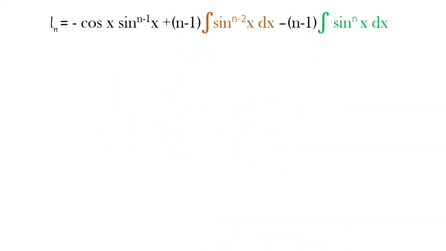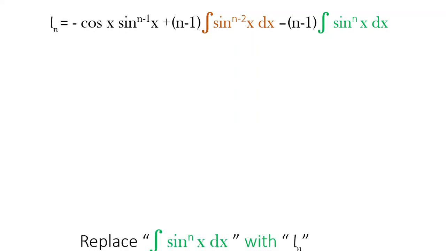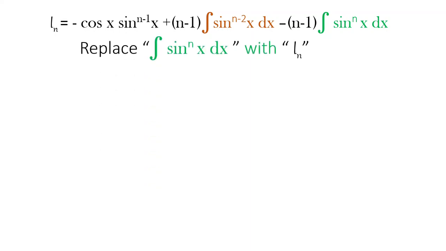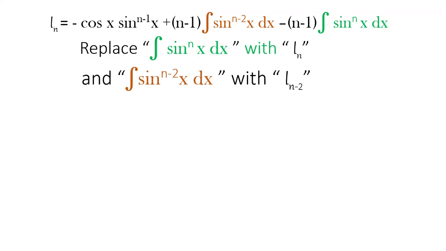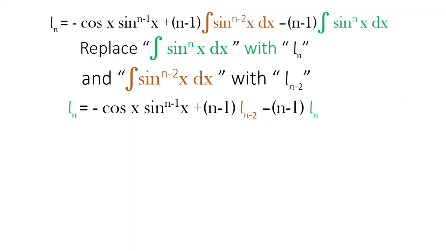Now we have to deal with that orange integral and the green integral. We'll start with the green integral first. If you take a look at it, the green integral is exactly what we started with, which is exactly I_n. So we're going to replace the green integral with I_n, and then we do a similar thing to the orange integral, but we're going to say I_n minus 2, because that will be its equivalent in terms of I_n.